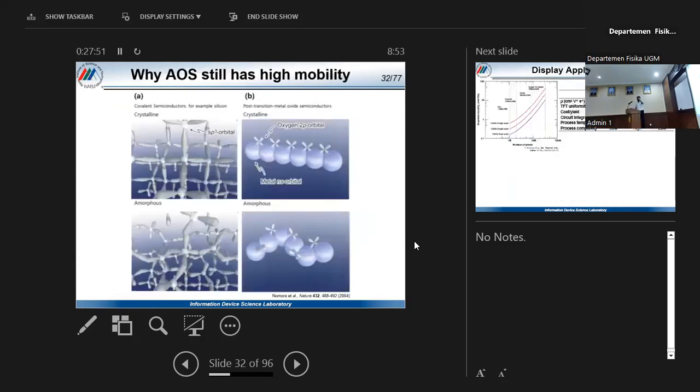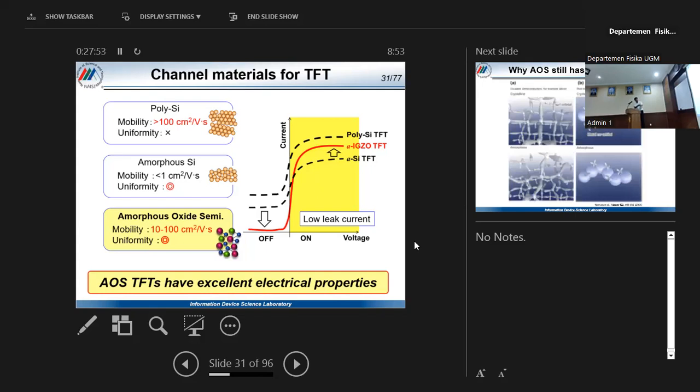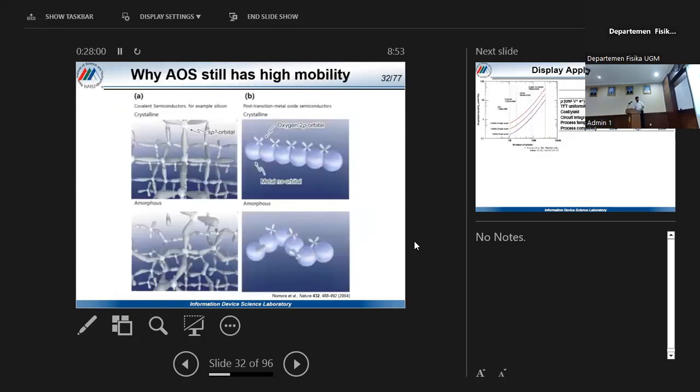Now, to get to the fundamental part, why is it that when we move from amorphous silicon to polycrystalline silicon, there's a large drop in the mobility? This is because for the silicon, the electron transport is controlled by these sp3 orbitals. You can see that these are highly oriented. If it's amorphous, it's randomly oriented. So your electrons can no longer transport quite well as compared to the amorphous oxide semiconductor.